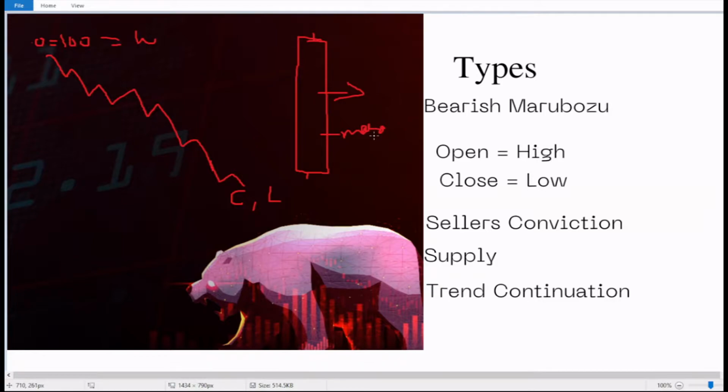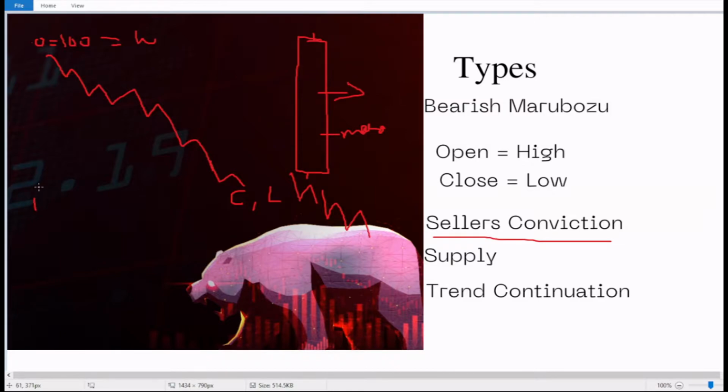Now, what does it indicate? First of all, it indicates there is sellers' conviction. Sellers' conviction means that there is no demand in the market, and that is why there is supply. Since there is supply, sellers are more aggressive in this case, right? So whenever you look at a particular Marabozu, and especially a red Marabozu, you need to ensure that you have a proper stop loss or exit strategy, because the prices are likely to go downside.